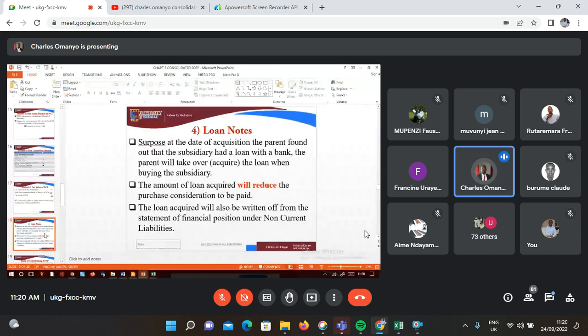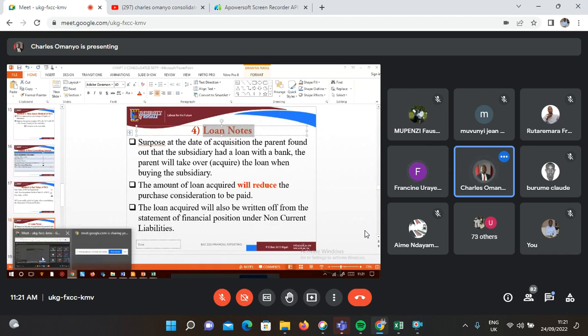I'm trying to exhaust most of the workings. Now we have looked at goodwill, we have looked at consolidated retained earnings, we have looked at NCI. Maybe finally the last that we need to look at is loan notes. Now sometimes, let me mute the person disturbing us.